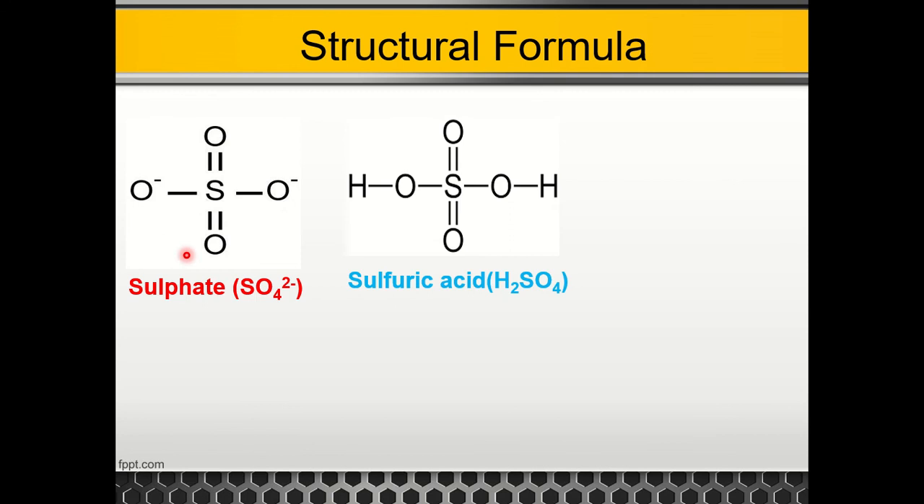For example, sulfuric acid. The formula of sulfuric acid is H2SO4. That means 2 hydrogen atoms are bonded with 1 sulfate. So these 2 hydrogen atoms are bonded with these 2 oxygen atoms. Oxygen holds 1 hydrogen atom with its one hand, and this oxygen atom holds another hydrogen atom by using its one hand.